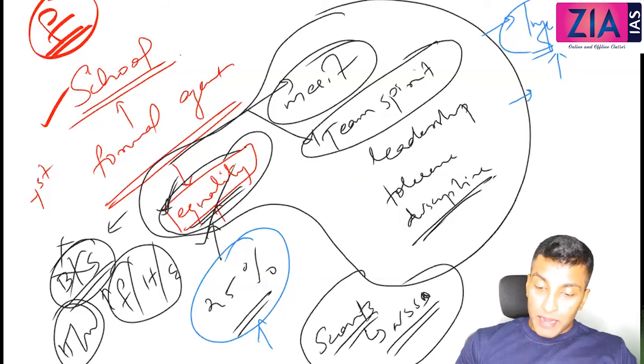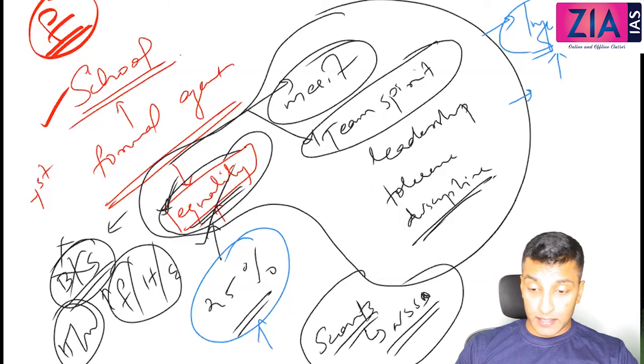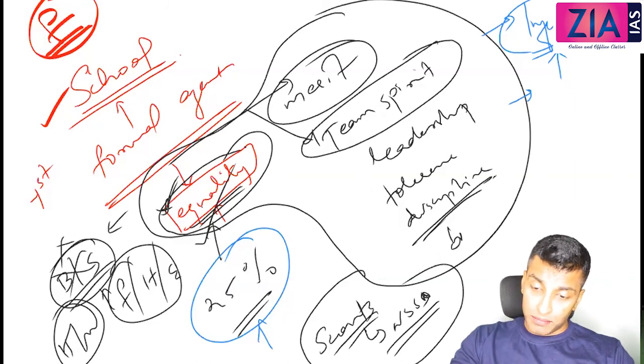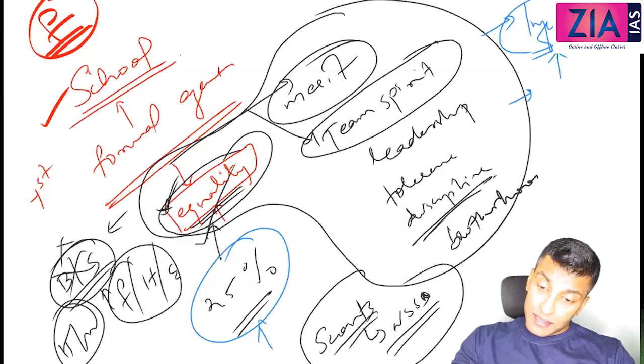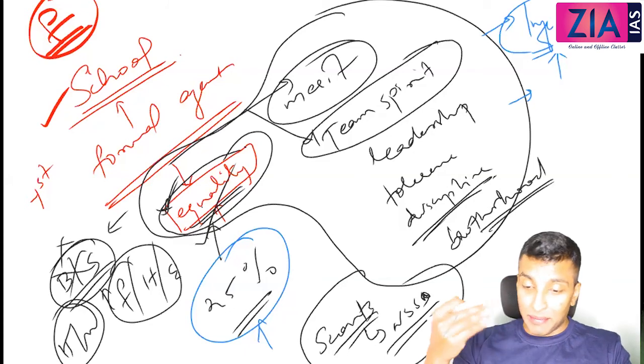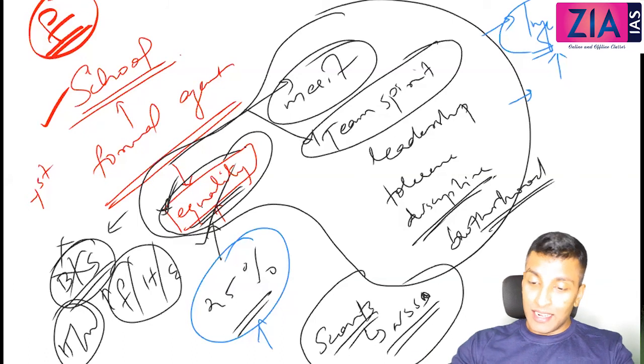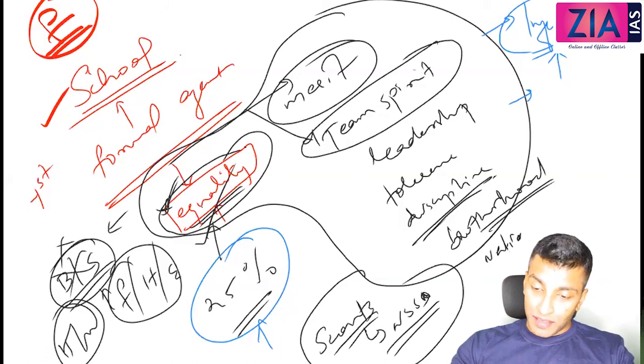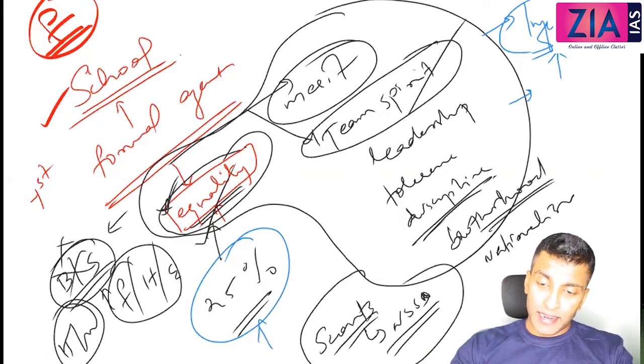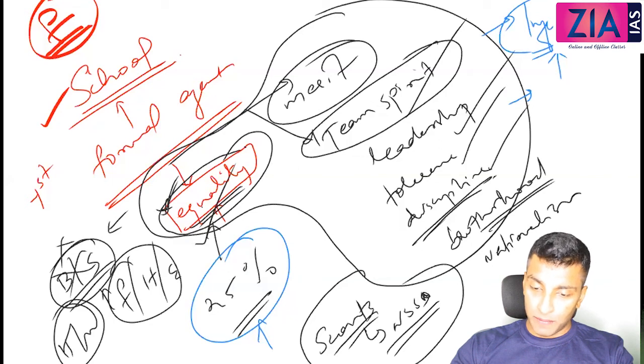Yeah. So the main point here in case of school is team spirit, sense of brotherhood, you can write. Nationalism, right? This Independence Day celebration, etc., will start from the school, Republic Day, Independence Day. So, nationalism. And then team spirit, leadership qualities, tolerance, discipline.